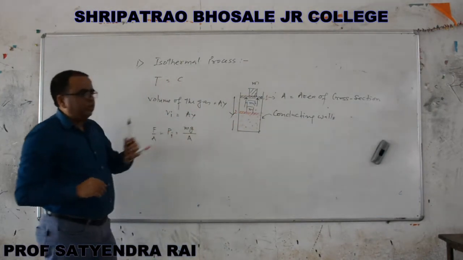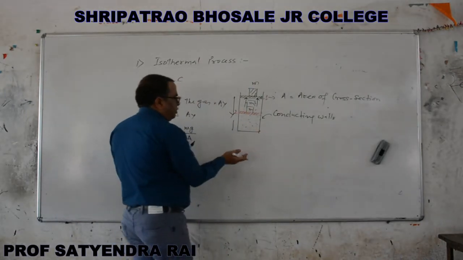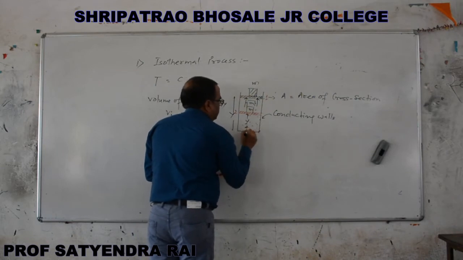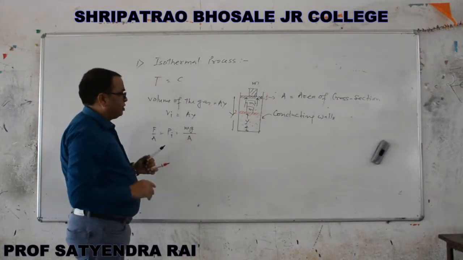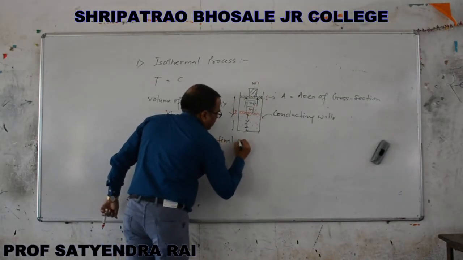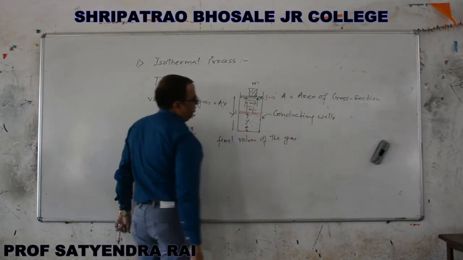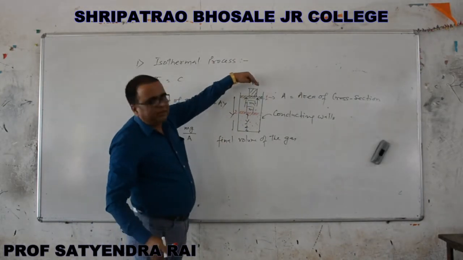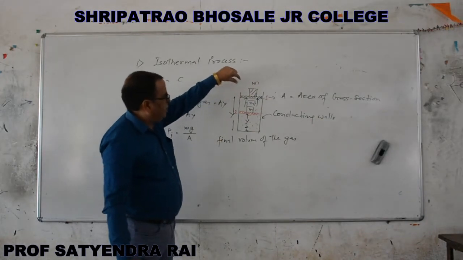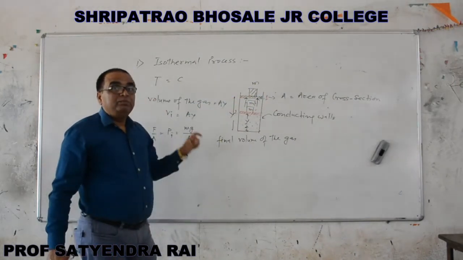If we do that, you will notice that the new height of the piston from the bottom doesn't remain y, it becomes y by 2. So in the second position, we can see the final volume of the gas. In the beginning I told you that the moment you double the load, keep the 2 blocks over each other, you will see the piston slowly goes down and gets settled at position 2.